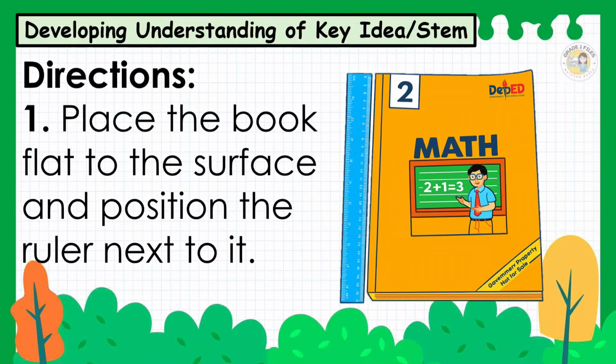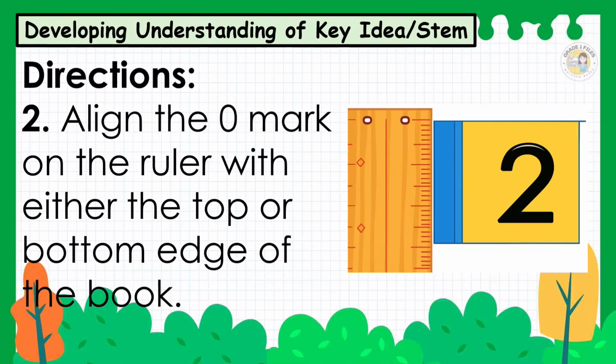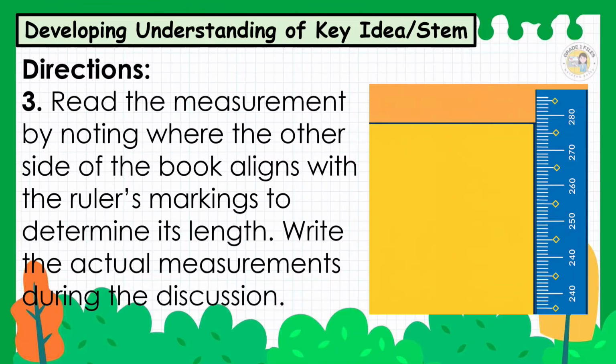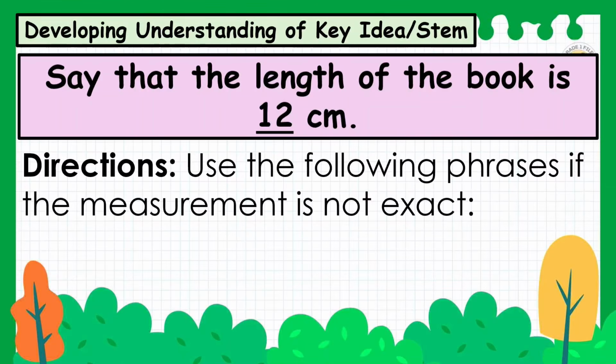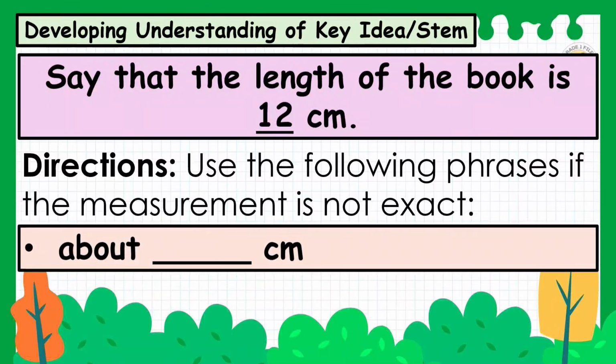Here are the directions. Number 1. Place the book flat to the surface and position the ruler next to it. Number 2. Align the 0 mark on the ruler with either the top or bottom edge of the book. Number 3. Read the measurement by noting where the other side of the book aligns with the ruler's markings to determine its length. Write the actual measurements during the discussion. Use the following phrases if the measurement is not exact.